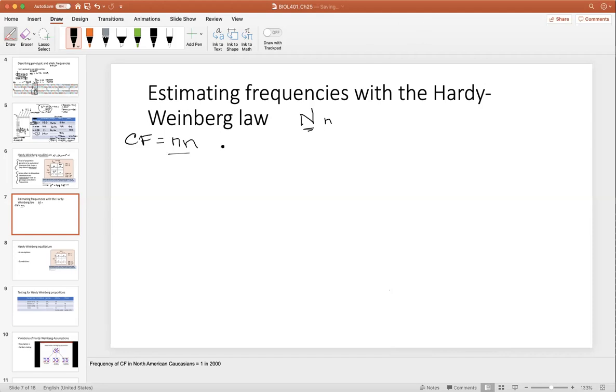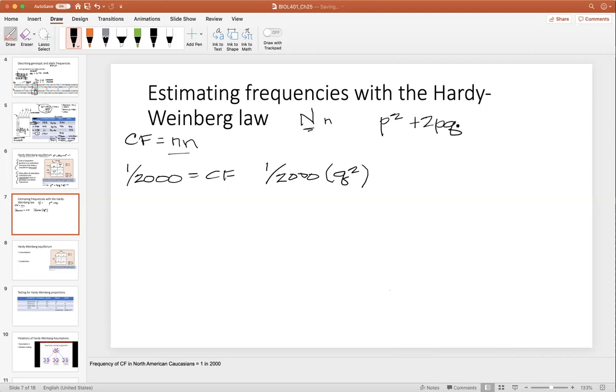And through studies of cystic fibrosis patients, we know that 1 in 2,000 people in the US has cystic fibrosis. That means that 1 in 2,000 people is this. Does that make sense? Let's go back to our equation. So we have P squared, which is our dominant, so that's like a homozygous dominant situation.